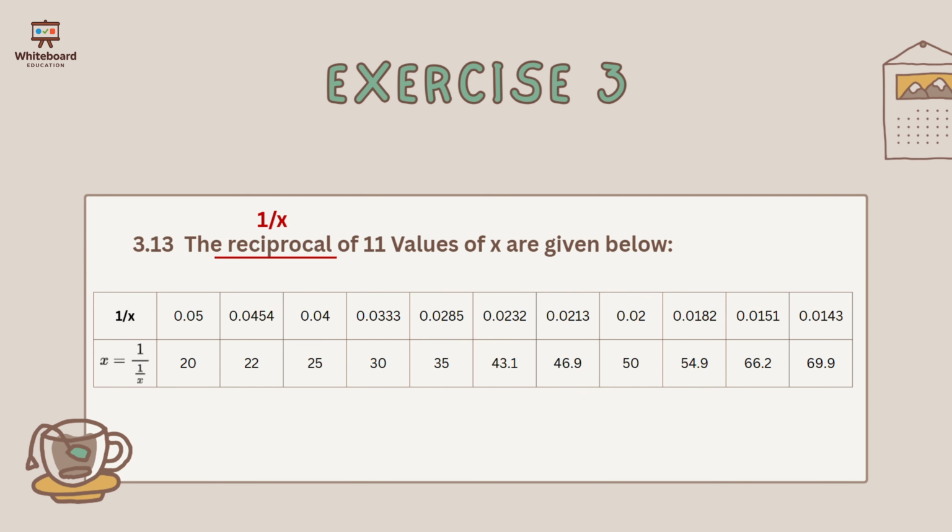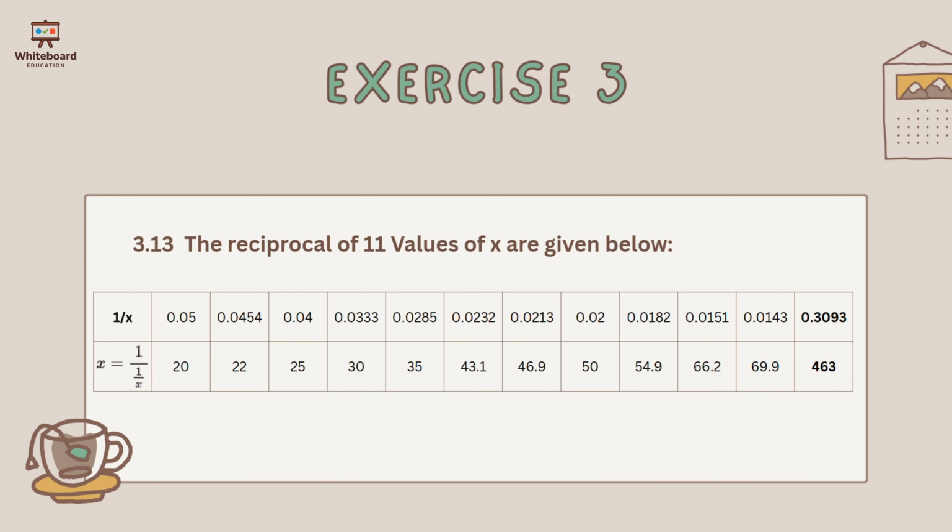Now, for finding the arithmetic mean, we need to reciprocate the reciprocals of these values to get the original values of x. For that we use this formula. Now we take the summation and use the formula summation x over n, the number of values, which equals 463 divided by 11. Thus the arithmetic mean is 42.1.